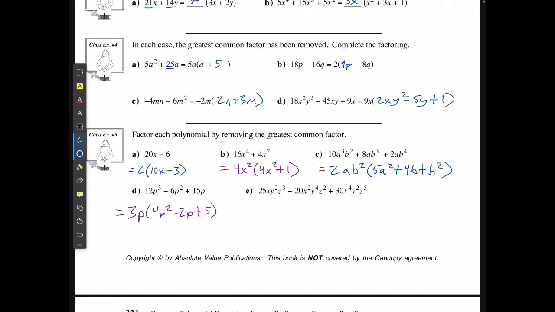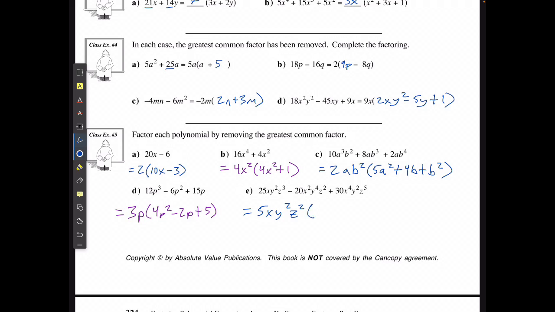For example E, 25, 20, and 30 are all divisible by 5. I have 1x, 2x's, and 4x's, so I can take away one of them. I have 2y's, 4y's, and 2y's. I can take away 2 of them. And I have 3z's, 2z's, and 5z's. I can take away 2 of them.